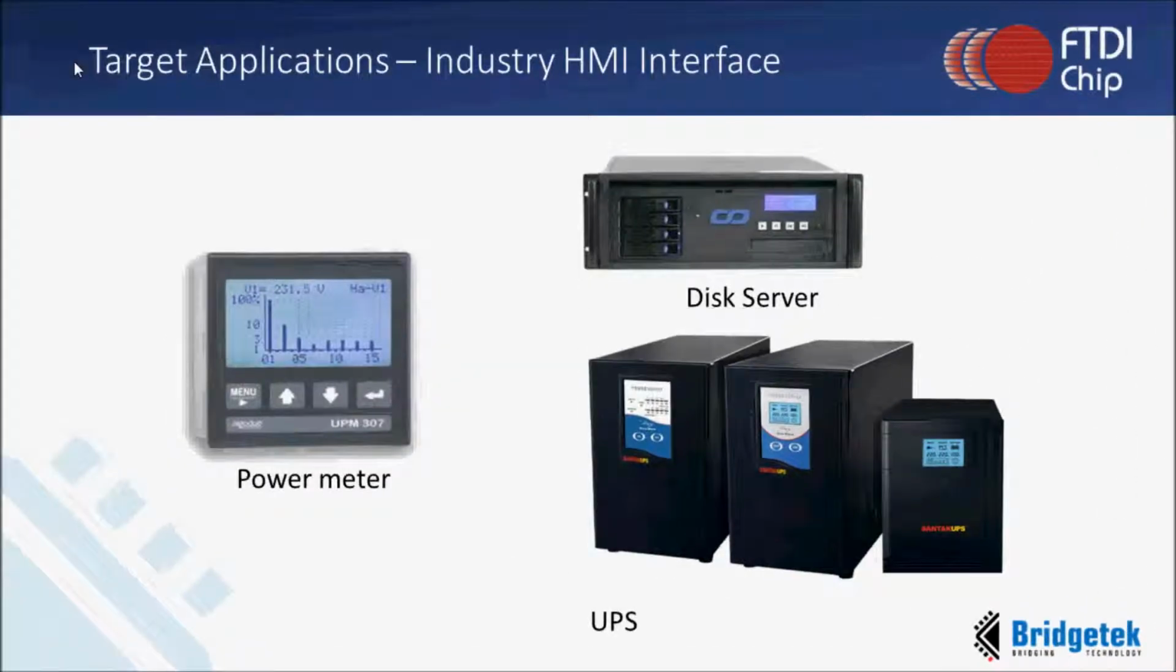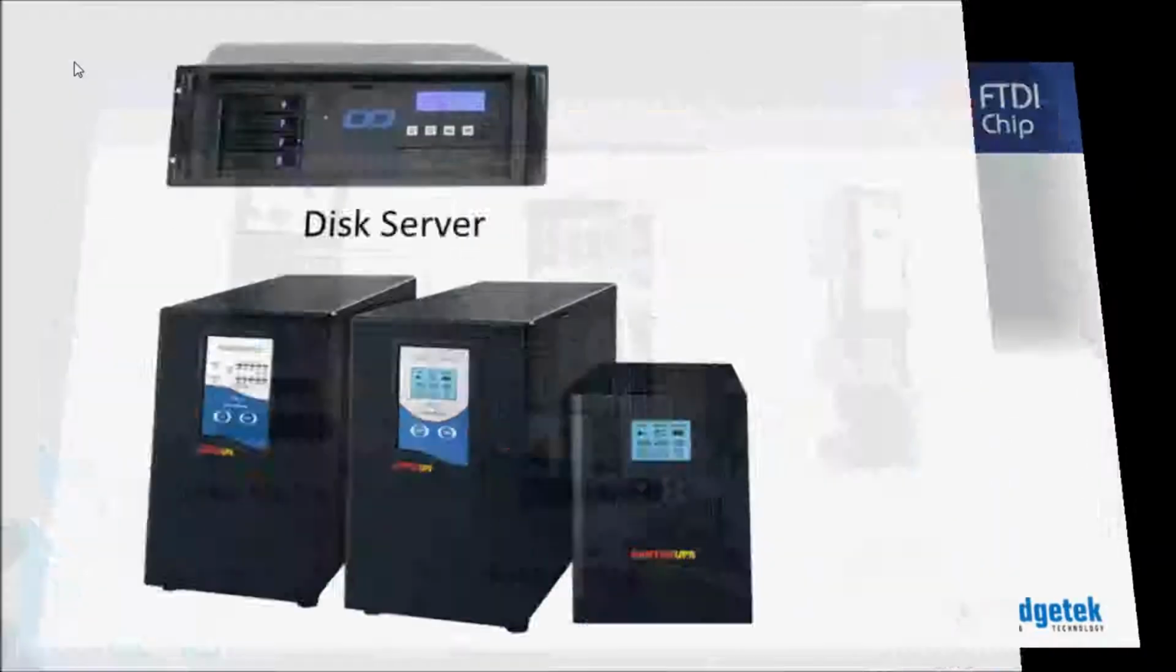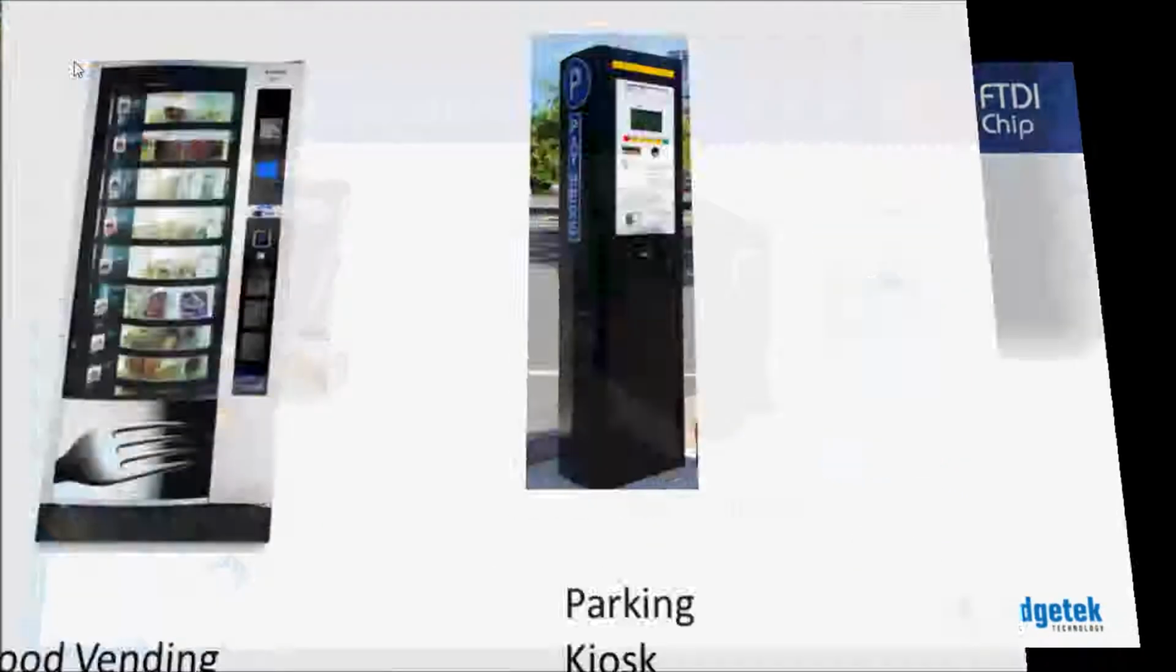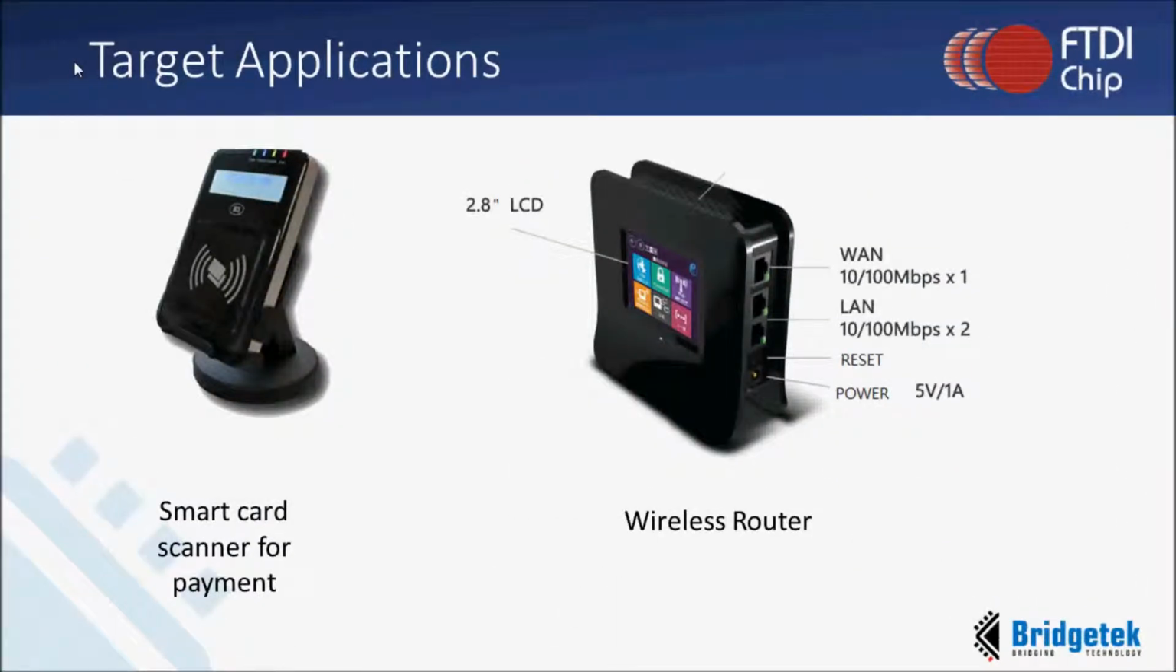We have industry HMI interfaces on power meters, on uninterruptible power supplies, and on disk servers. Vending machines are also an option. We have an example of a coffee machine using an Eve display here, some food vending displays, and a parking kiosk. It could also be used in a smart card scanner for payment, or a wireless router to display information on connections.